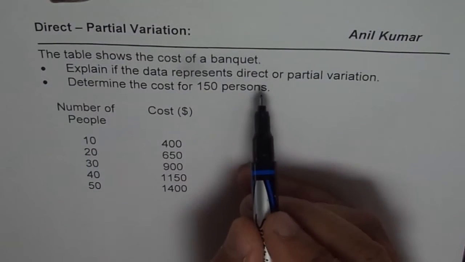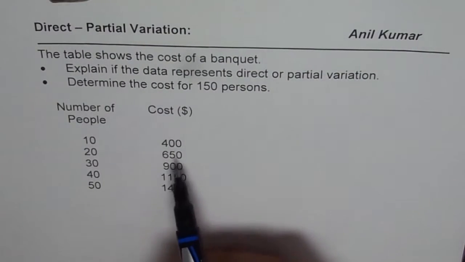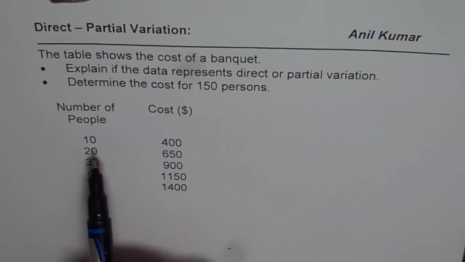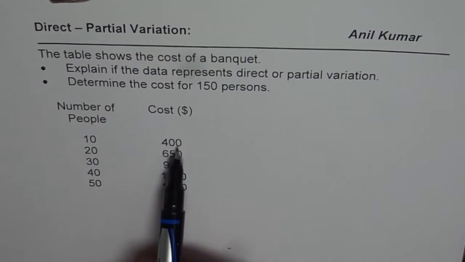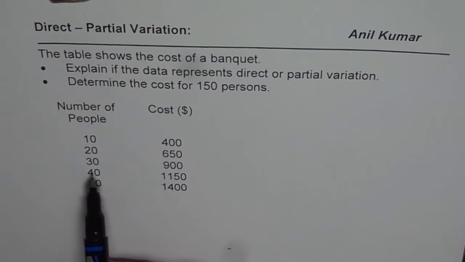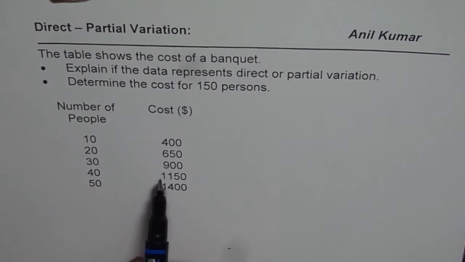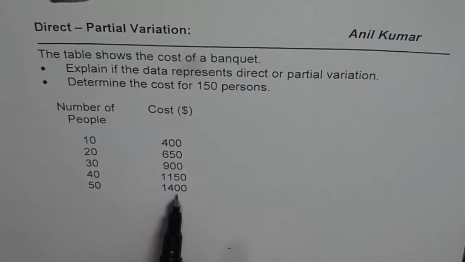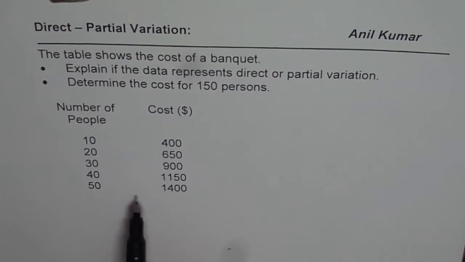Now, first part is we need to find whether this data, which shows number of people and cost, for 10 persons the cost is $400, 20 $650, 30 $900, 40 $1150, and for 50 persons cost is $1400. This data represents direct variation or partial variation. That is the first part of the question.